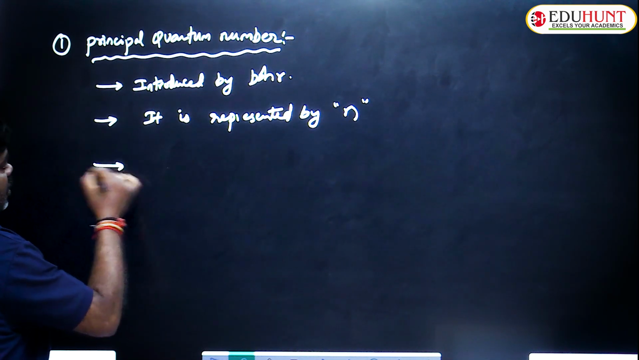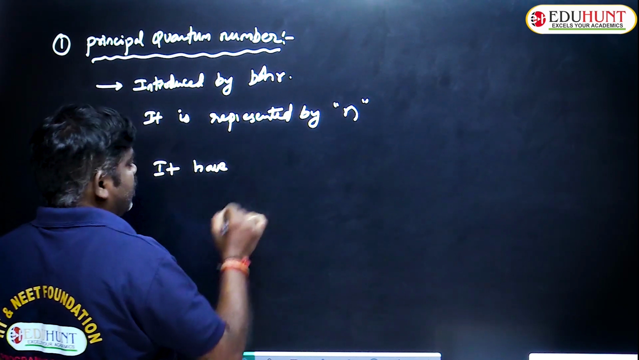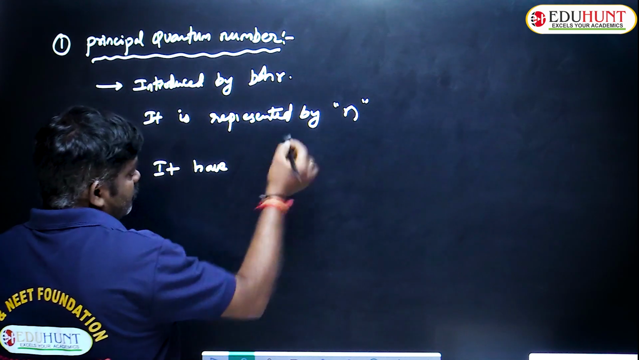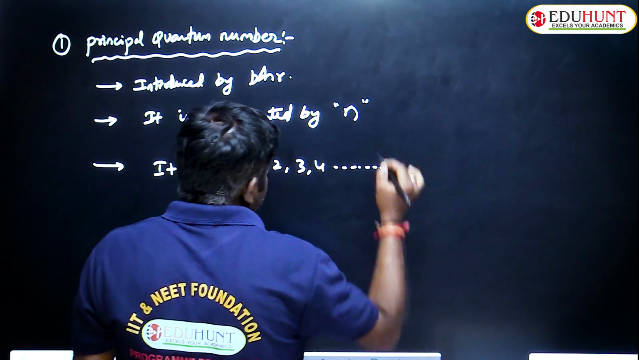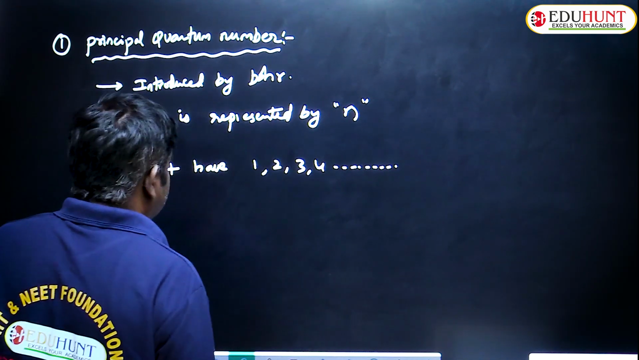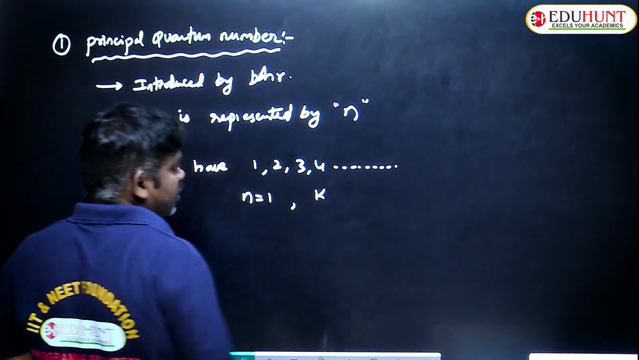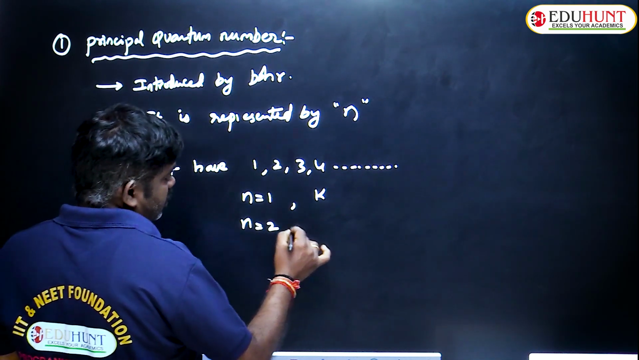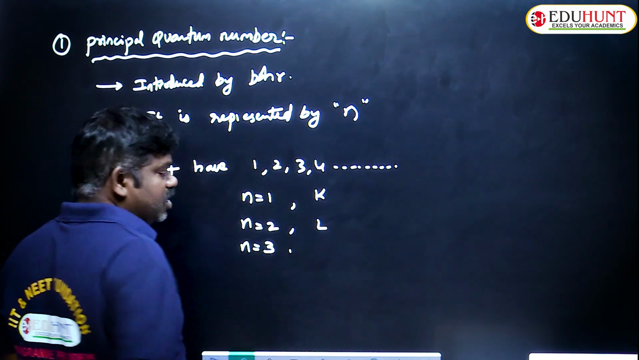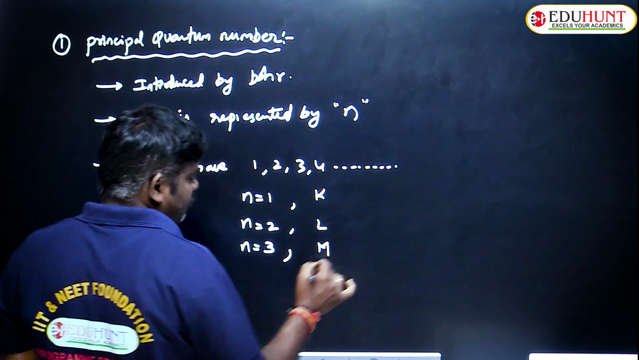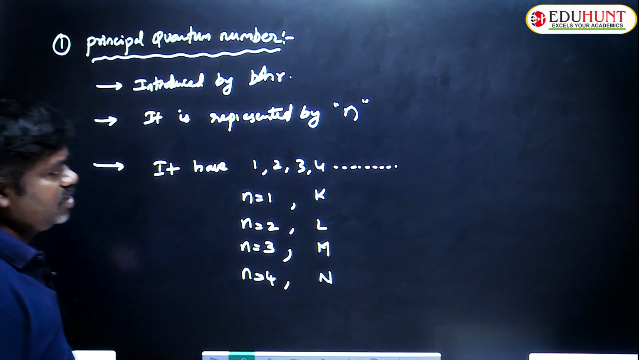It contains integer values 1, 2, 3, 4. n is equal to 1 is the first shell, also represented by K. n is equal to 2 is the second shell, also represented by L. n is equal to 3 is the third shell, represented by M. n is equal to 4 is the fourth shell, represented by N. These are the K, L, M, N shells.